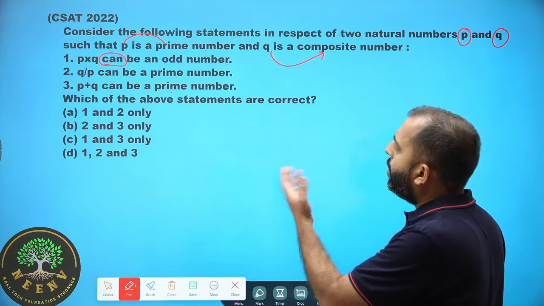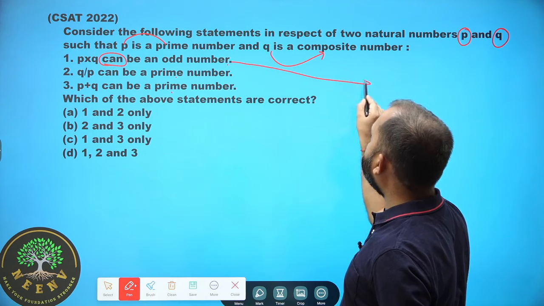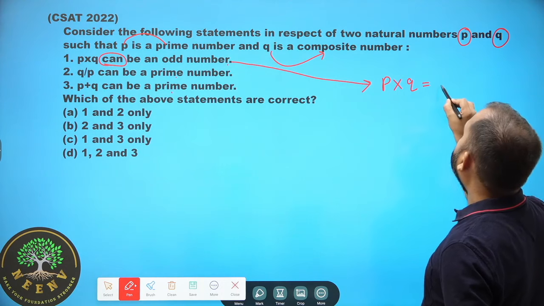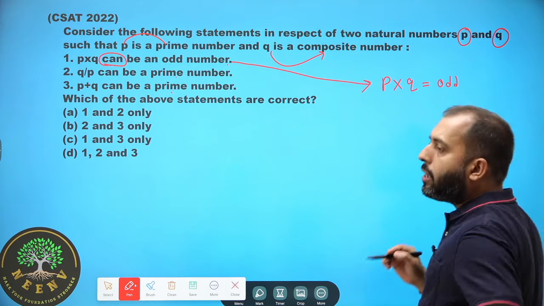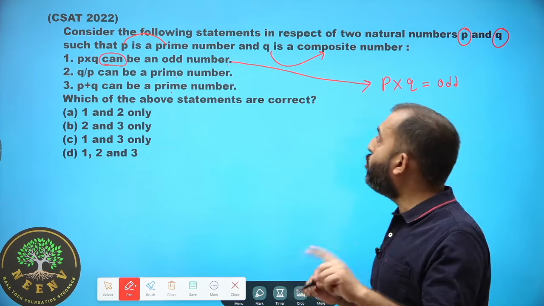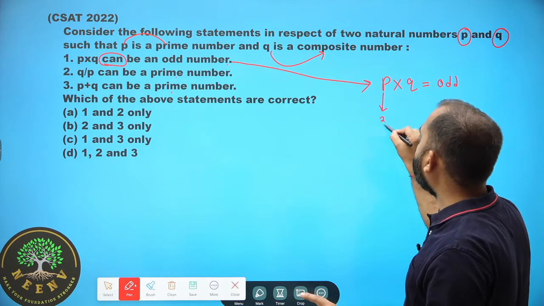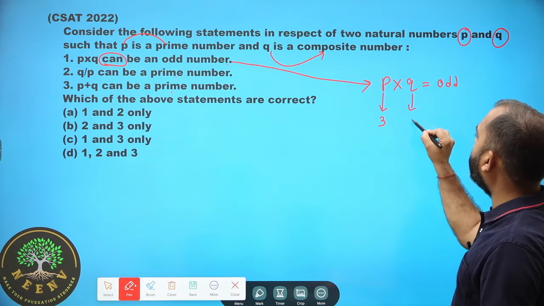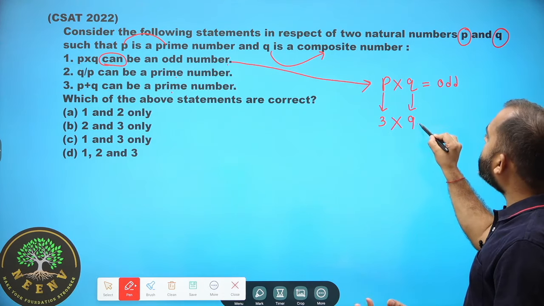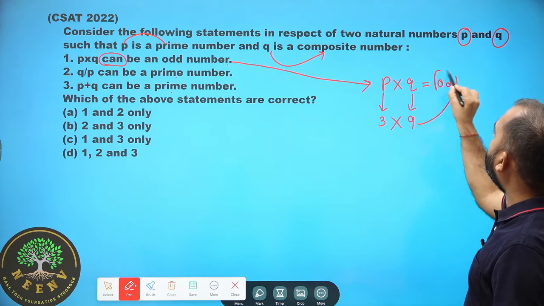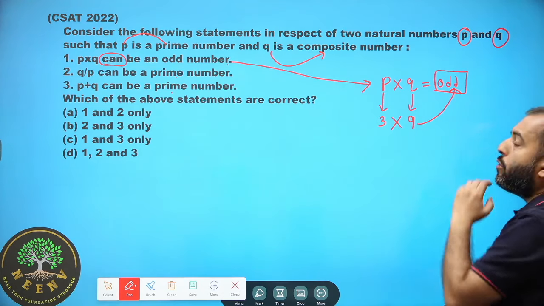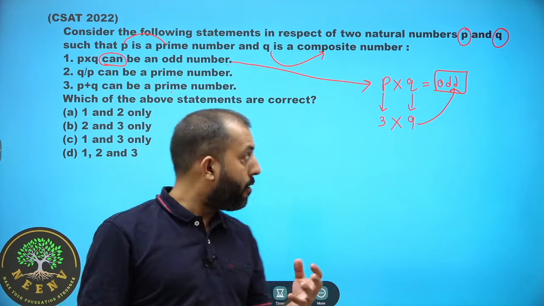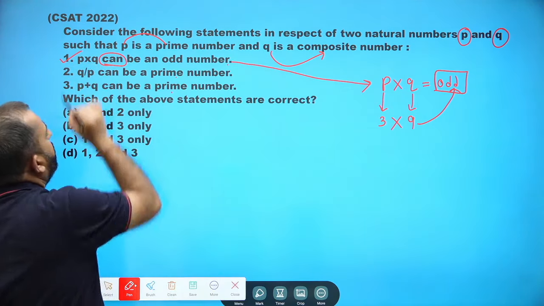Okay. So let's try to justify statement number 1. It says P into Q can be odd. So think about one such prime value for P. Let's say prime value of P is 3 and one composite value of Q, let's say Q is 9, such that their multiplication comes out to be an odd number. See, 3 into 9 is what? 27, and 27 is what kind of number? Odd number. Okay, so statement number 1 is absolutely correct.